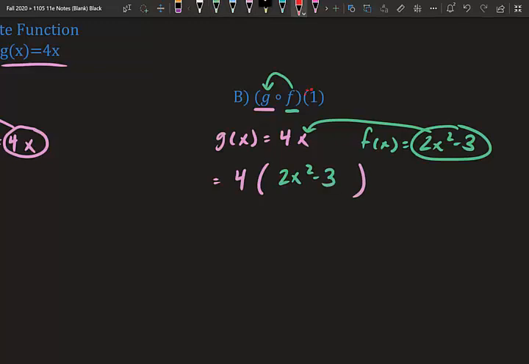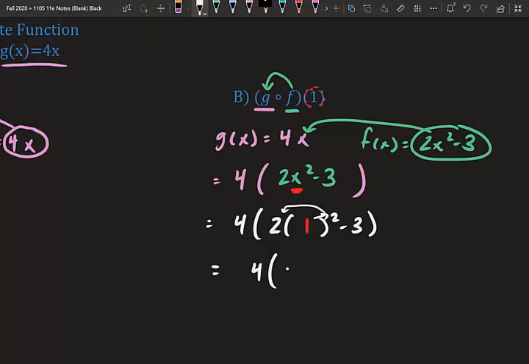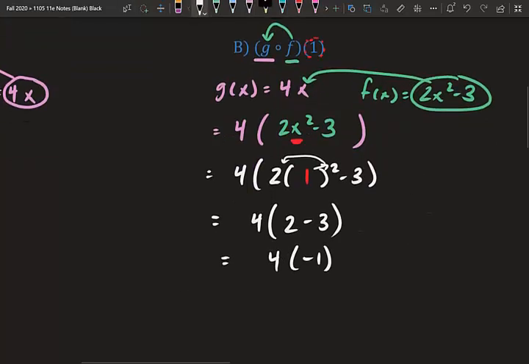Now we have a number on the outside, so we have to plug it in for the x that we have. So we have 4 times 2 blank squared minus 3, and the blank we're plugging in is 1. Let's simplify this. We have 4 on the outside, 1 squared is 1, and 1 times 2 is 2, all minus 3. So 4 times negative 1, we get g composed with f of 1 equals negative 4.